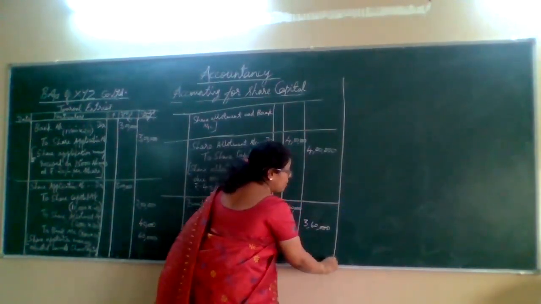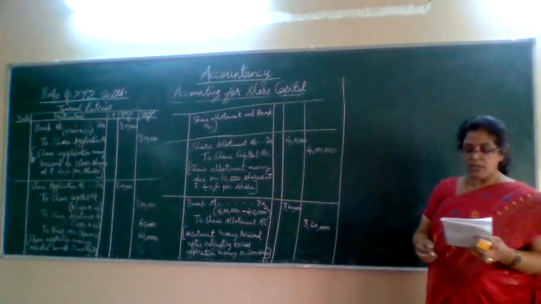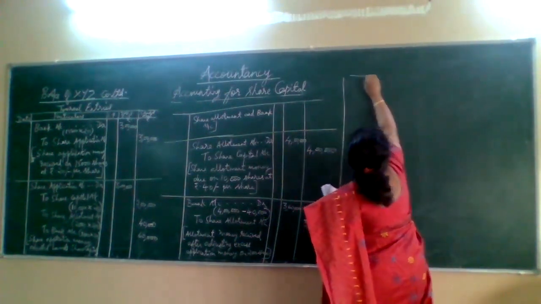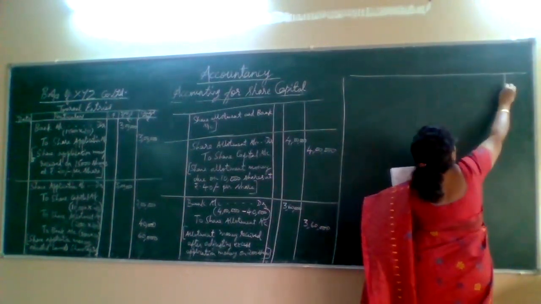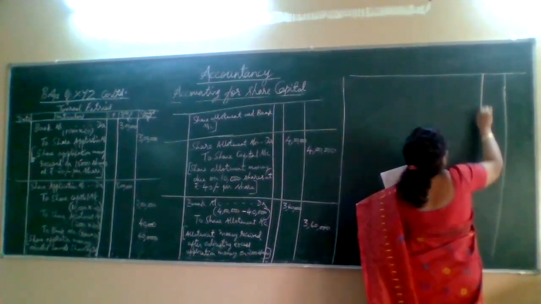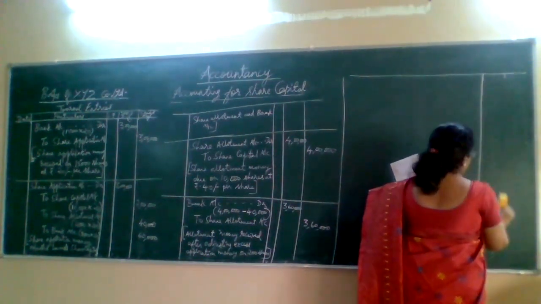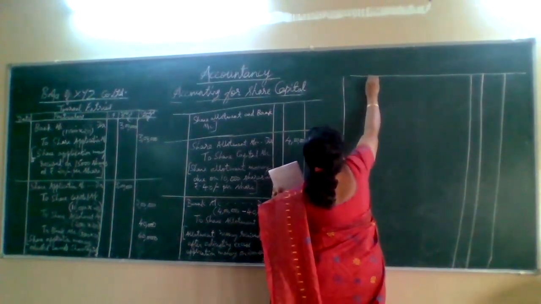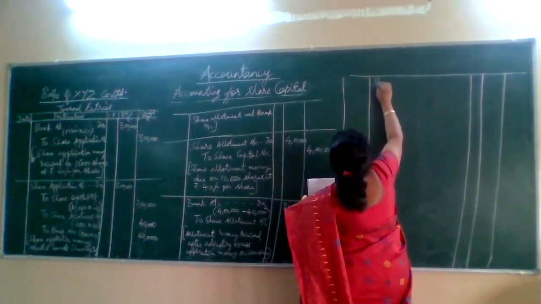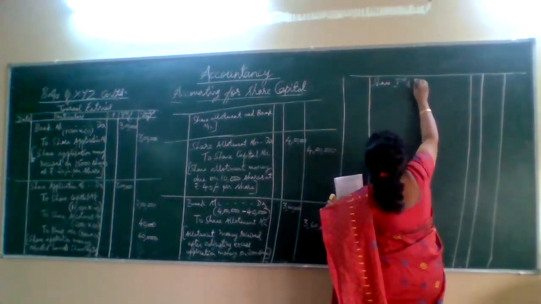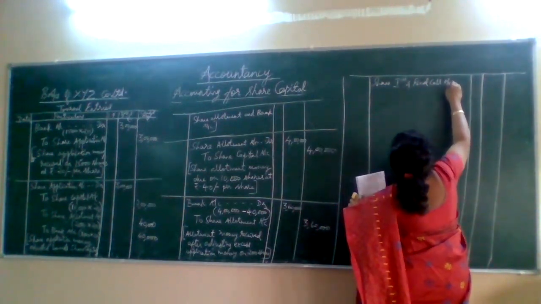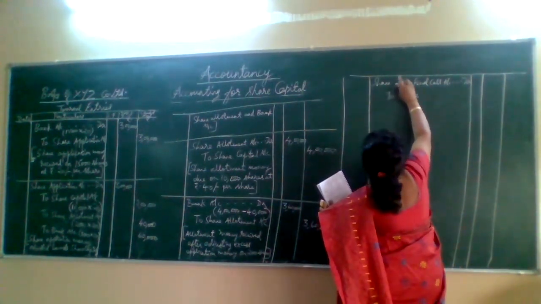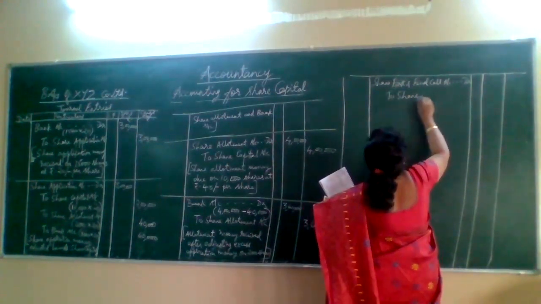So for allotment, we have completed the entry. Now let us see how to pass the entry for the first and final call. For the first and final call, first we show the due, then we receive the money. So for the due, what will be the entry? Share first and final call account debtor to share capital account.